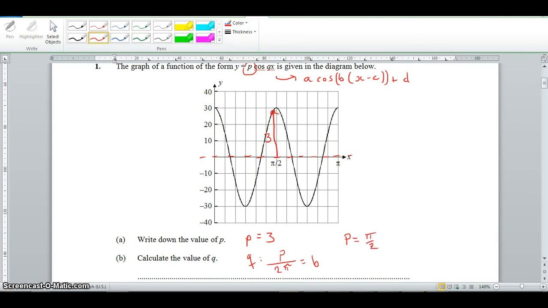I know this because you're looking for a place that repeats itself. For example, these 2 points here, how far they're apart. We can see they're pi halves apart. Therefore the equation becomes pi halves equals 2 pi over q. And from this, if you manipulate, you get q equals 4.